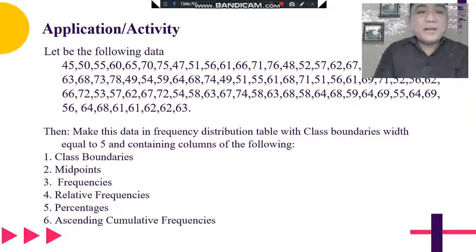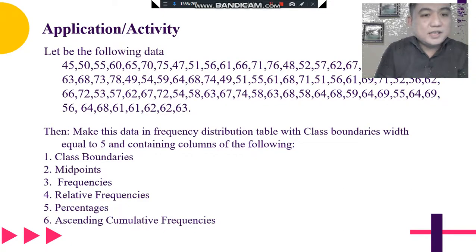Then for the application or activity, these are the raw data. The requirements are class boundaries, midpoints, frequencies, relative frequencies, percentages, and ascending cumulative frequencies. Make this data into a frequency distribution table with a class width of 5 and containing columns of the following. So that is the instruction in doing this application. I hope you understand the presentation.